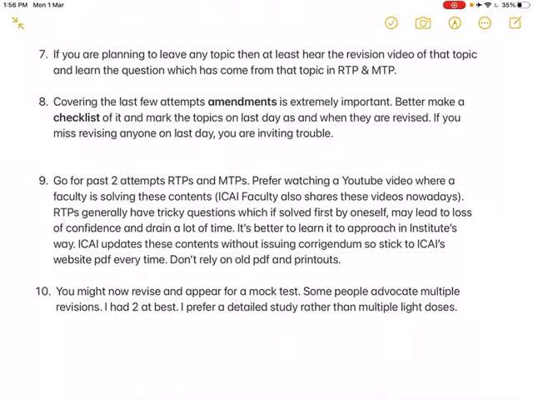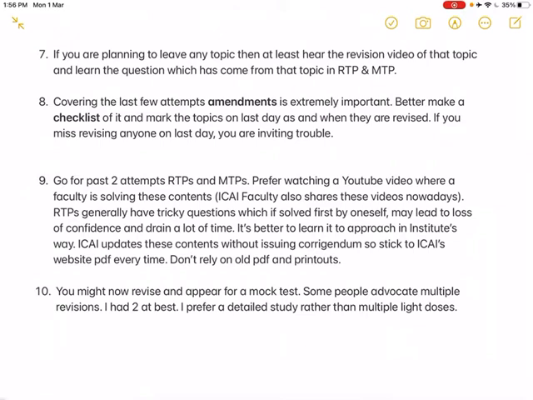Prefer a YouTube video where a faculty is solving these content. RTP generally have tricky questions which if solved first by oneself may lead to loss of confidence and drain a lot of time. It's better to learn it the way an institute approaches it. ICAI updates these content without issuing corrigendum. So stick to ICAI's website PDF every time. Don't rely on the old PDF and printouts.